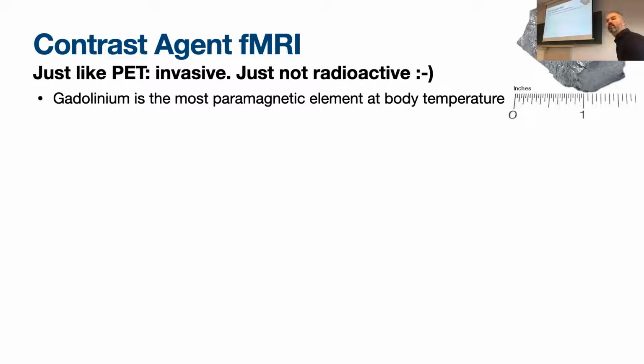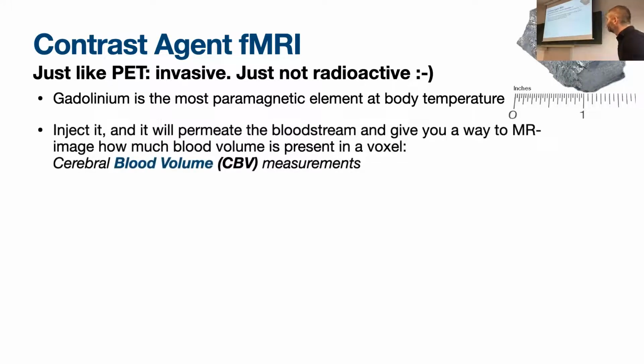And that property means that we can start to pick it up if we have a huge magnet that we use to image the body. So if you inject gadolinium, it will go through the bloodstream and give you a way of imaging how much blood volume is present in a given voxel.